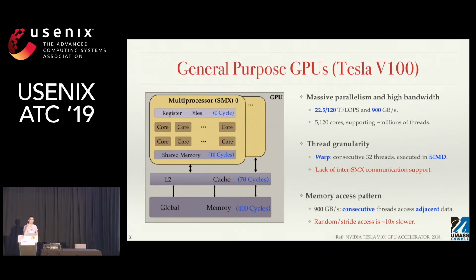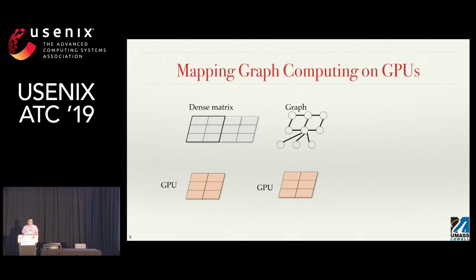If you ask those consecutive threads to access non-adjacent data, then you're also going to suffer from memory access degradation. So with SIMD in mind, let's move on. We say GPU is very good at mapping dense matrix computation because it's very regular. It's like image processing, right? That's also the origin of GPU, or graphics processing unit.